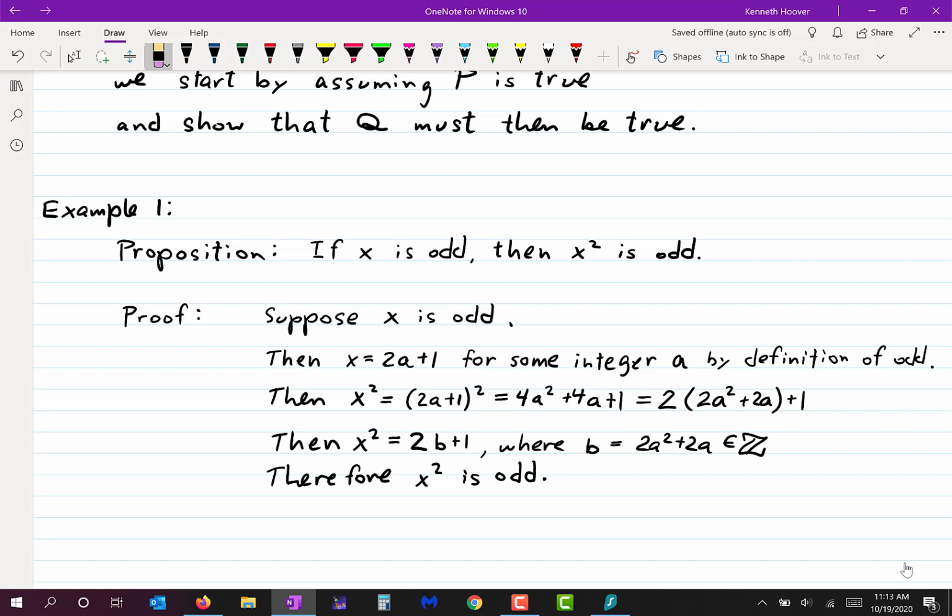If a is an integer, which we've pointed out, which is important, we needed to point out that a is an integer. We did that up here for some integer a. We need to also point out that 2a squared plus 2a is an integer. You don't need to prove that 2a squared plus 2a is an integer.